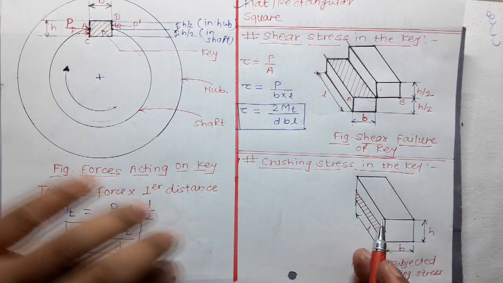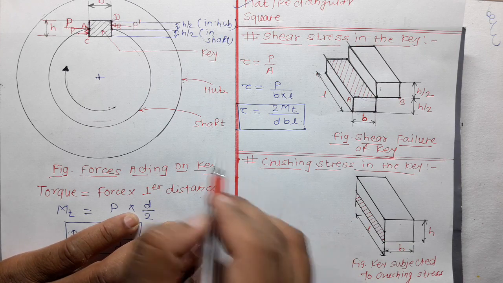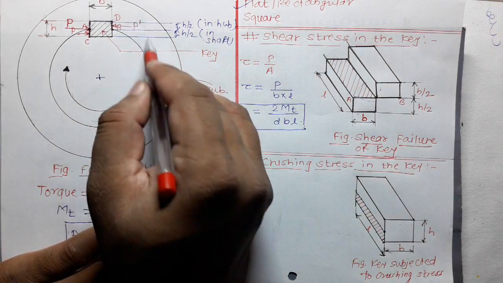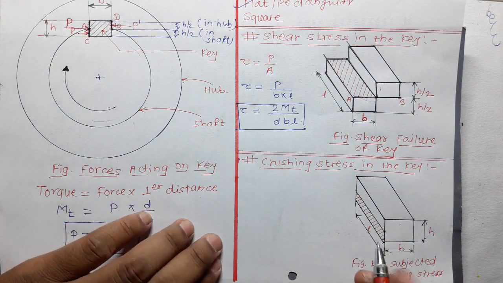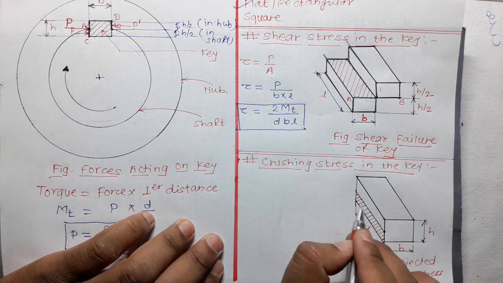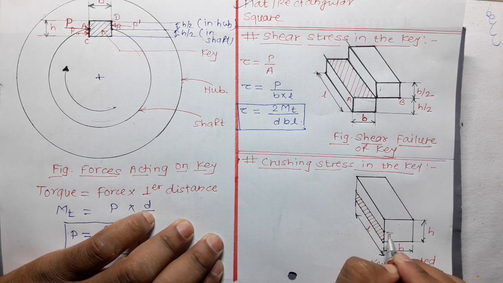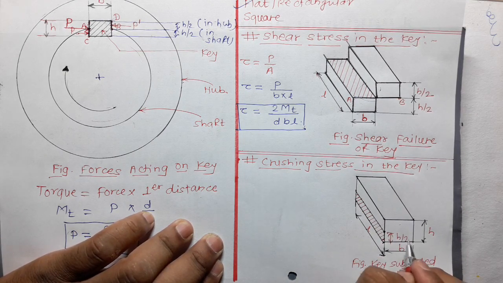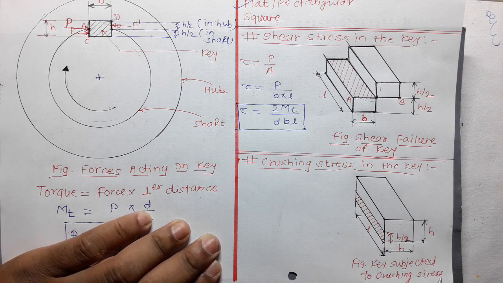But to find out the stress, either we have to consider the stress applied by the shaft or the reactive stress from the hub. So let us consider the stress applied by the shaft on this lower half portion. So this height will be h by 2. Now this hatched portion represents the area subjected to crushing stress.